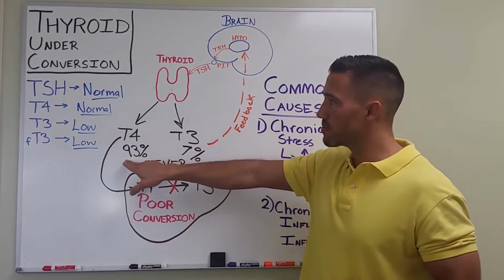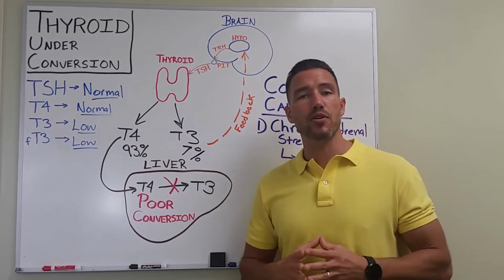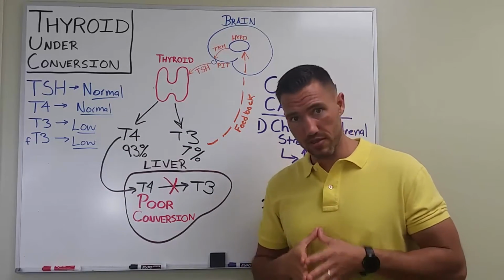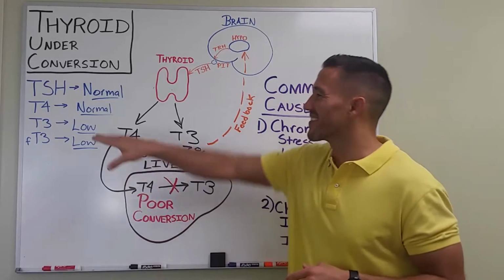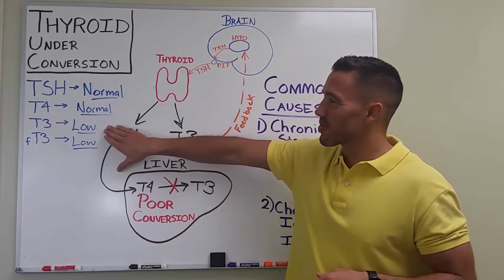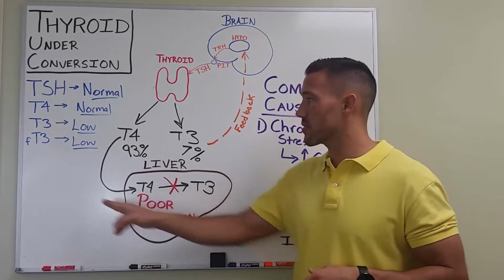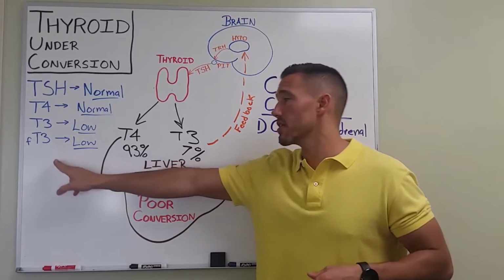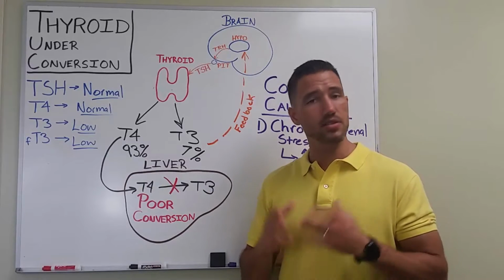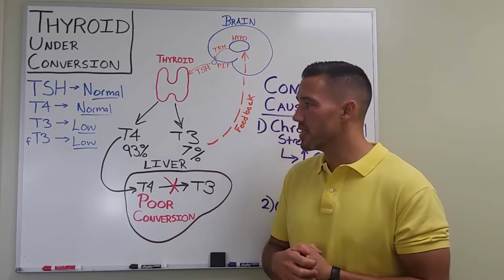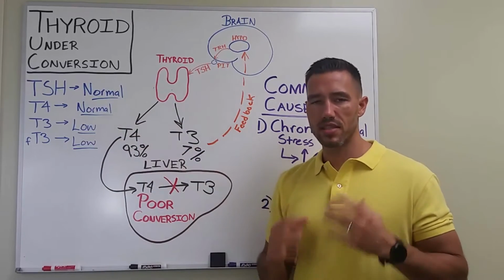So T4 is normal, the doctor just looks at TSH and says, well, I don't know what's wrong, it's not your thyroid, right? Anyway, T4 is normal. T3 is typically low because you're having poor conversion of T4 to T3. Free T3 would also be low if it were checked. But is this checked in most cases? No, it's not. And even if they do check these things, what's the typical thing they're going to do?